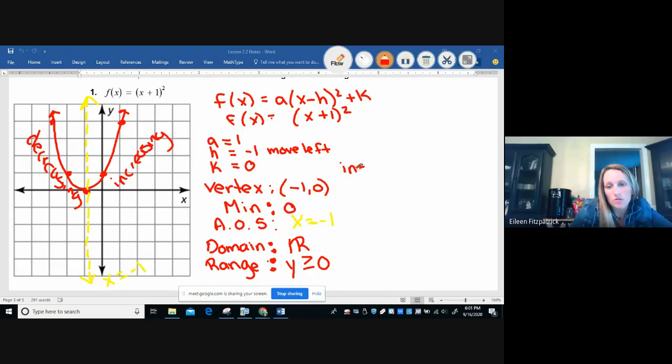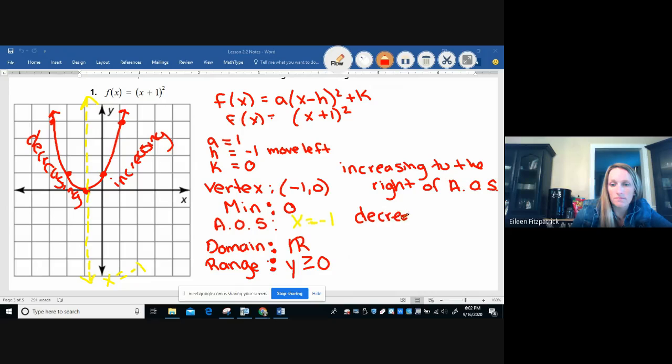We say we're increasing to the right of the AOS, the axis of symmetry, to the yellow line. And you're decreasing to the left of the axis of symmetry.